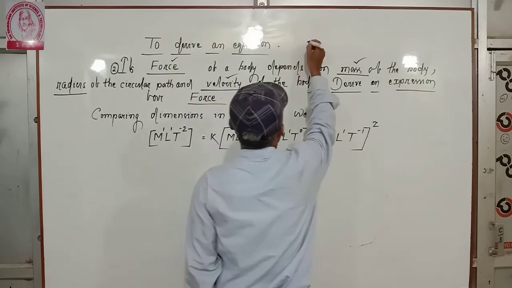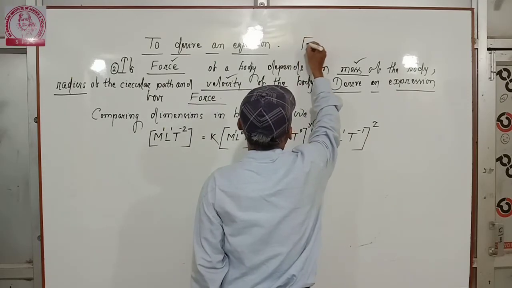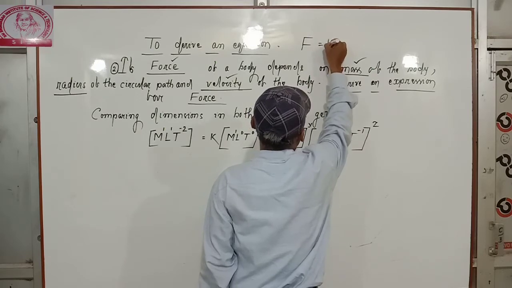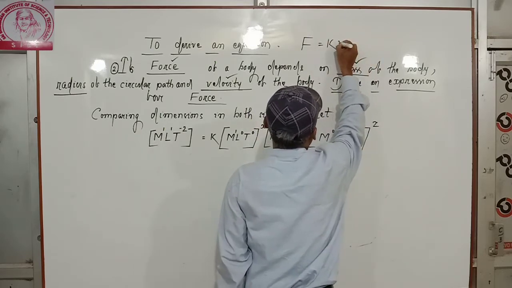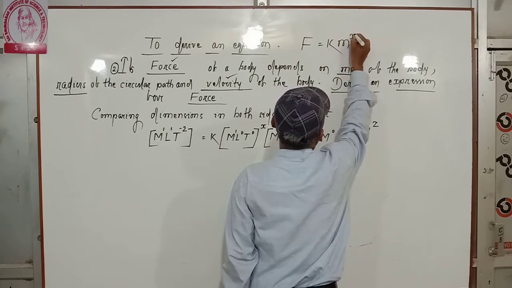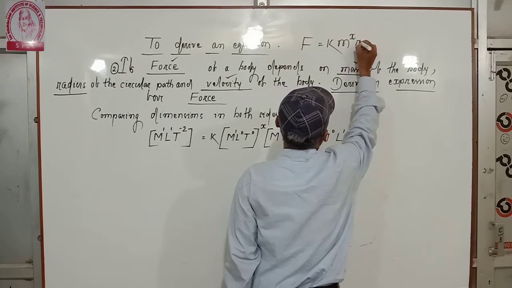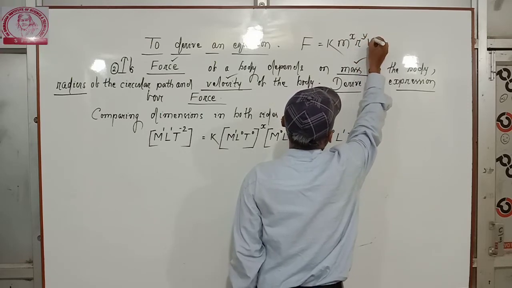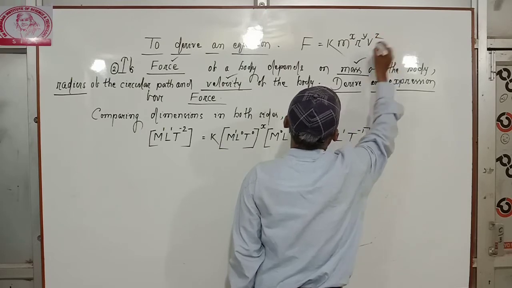Now write it here, F is equal to k m to the power x, r to the power y, v to the power z.